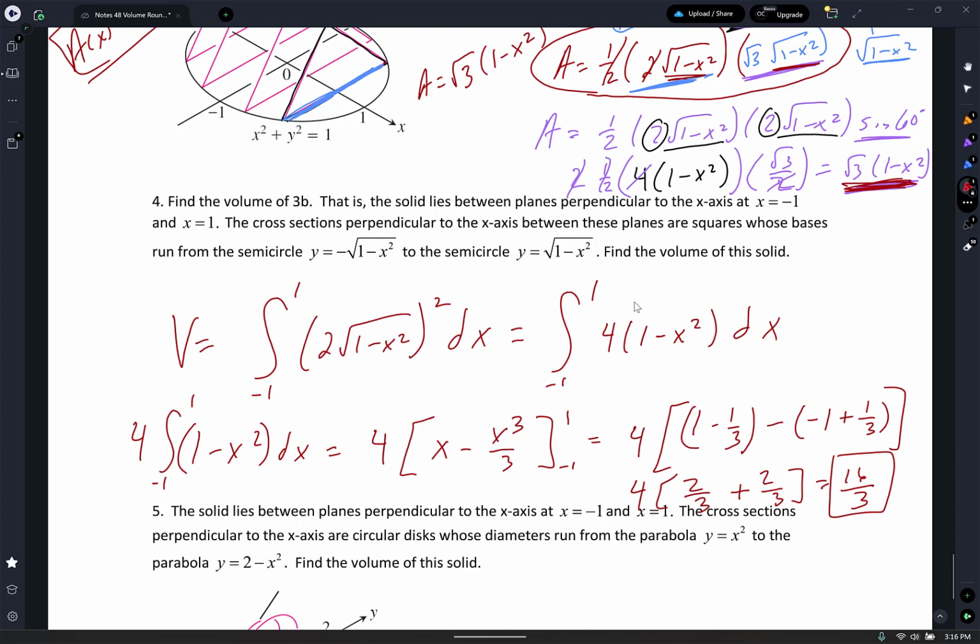Does someone want to check it with a calculator real quick? If you type this in there, do you get 16 over 3?